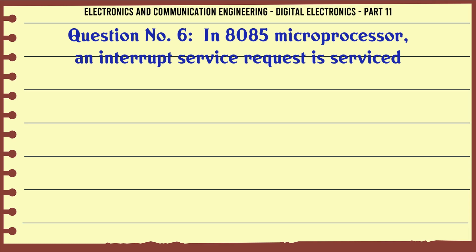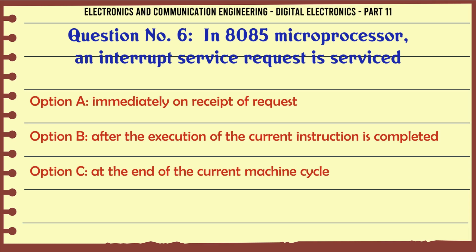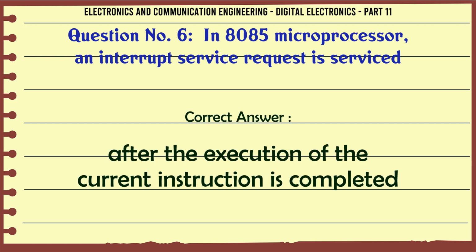In 8085 microprocessor, an interrupt service request is serviced: A, immediately on receipt of request. B, after the execution of the current instruction is completed. C, at the end of the current machine cycle. D, none. The correct answer is after the execution of the current instruction is completed.